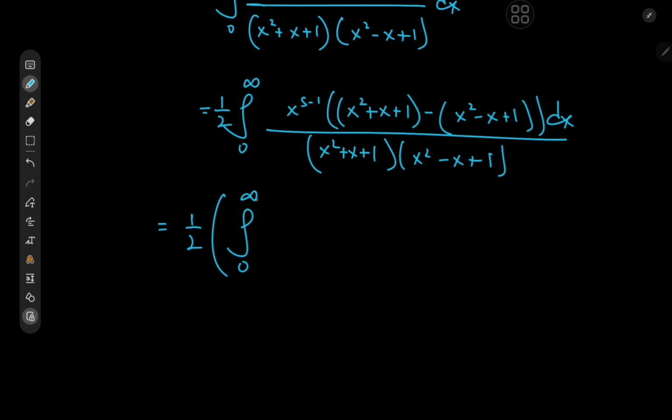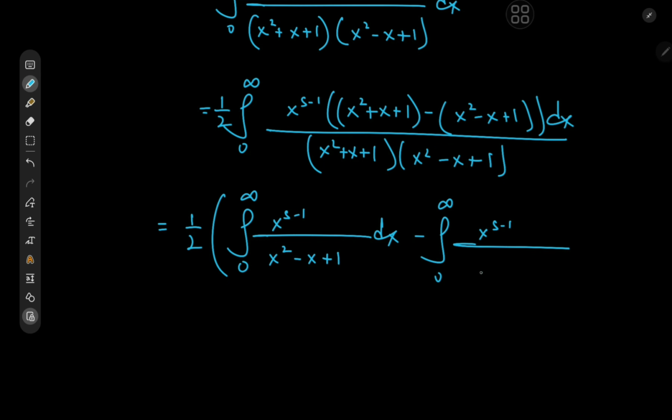In fact, I have two integrals now. We have the integral from 0 to infinity of x to the s minus 1 times the first factor canceling out. So downstairs we just have x squared minus x plus 1 dx. Then we have a negative sign, integral 0 to infinity, x to the s minus 1, the other factor canceling out now. And we have x squared plus x plus 1 dx. Okay, cool. Now what? Well, here we could use a 1 plus x factor, and here we could use a 1 minus x factor.